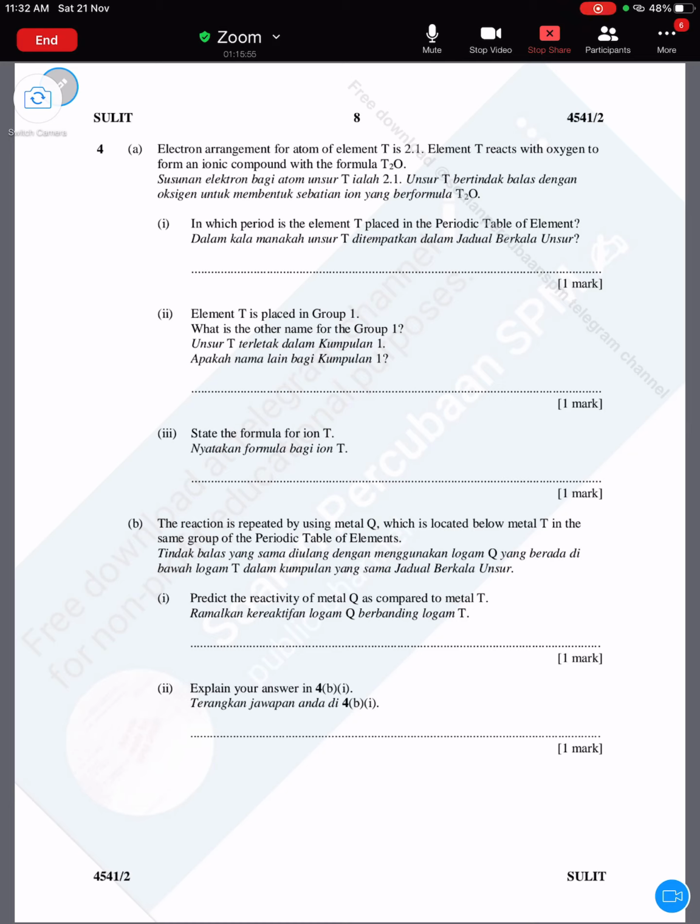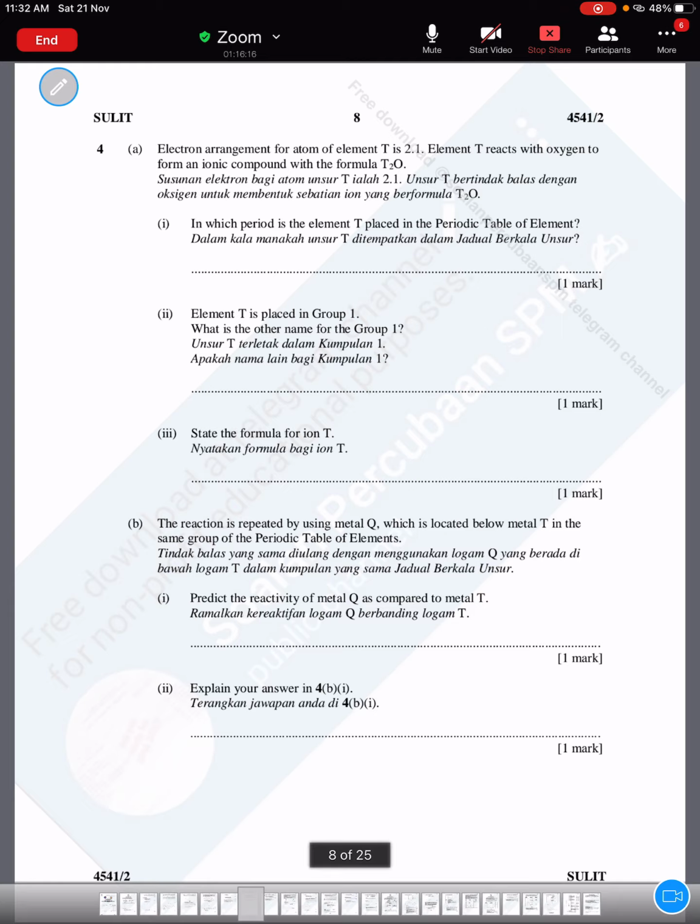And onward. Yeah. Wait, guys. One of the favorite questions in SPM will be the periodic table. Periodic table, definitely, I will say 90% will appear in section A or B. Okay, so let's look over here. This is about the periodic table. I make some revision on the periodic table first.